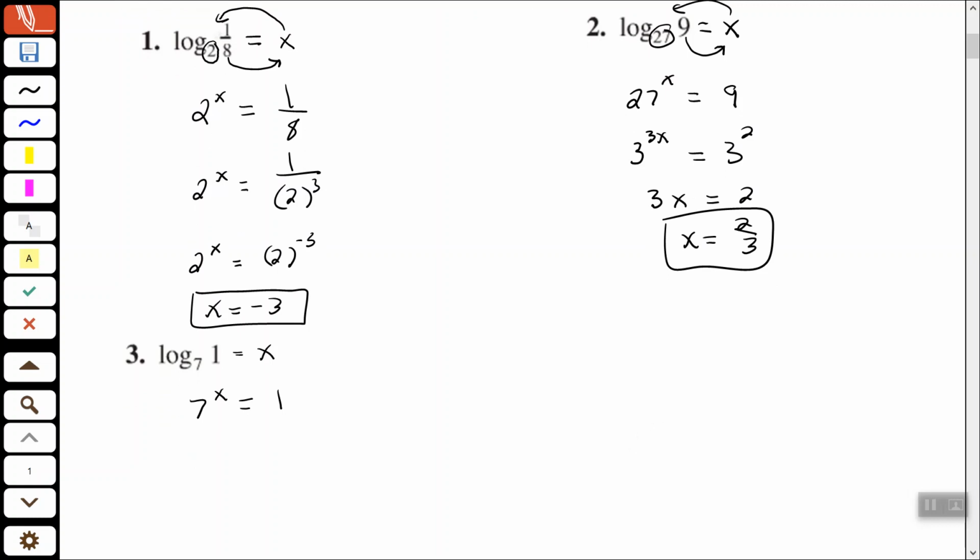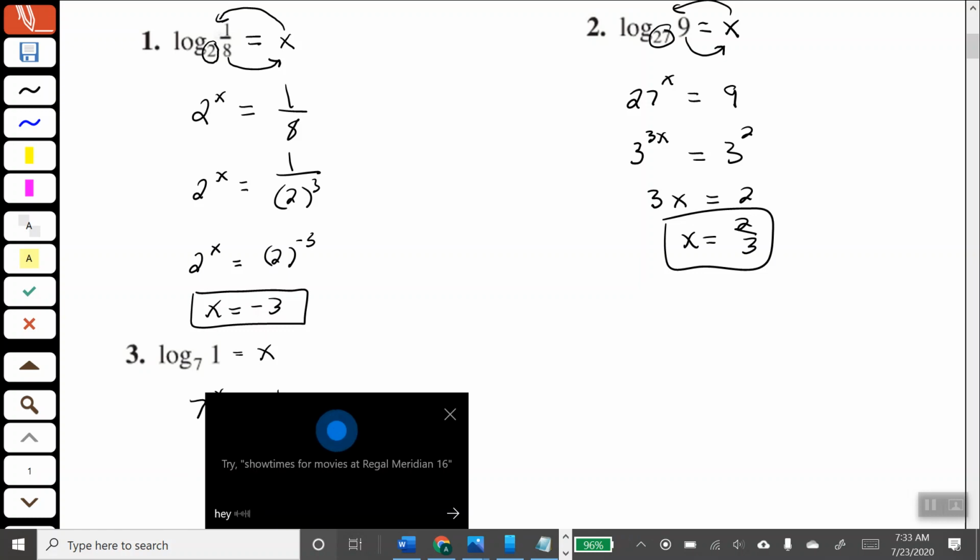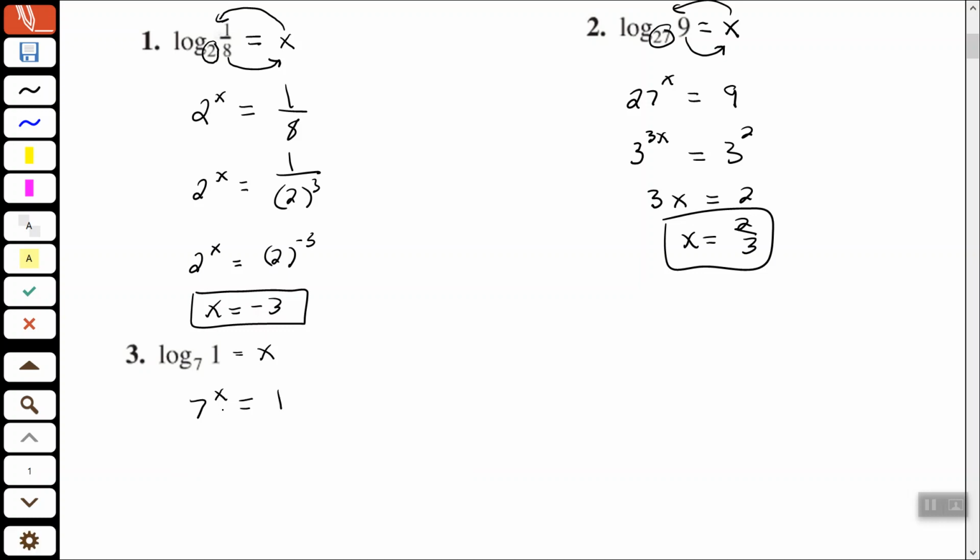Could I write that with the same base? Sure, I could. I don't have to, but I could, because I know anything to the power of 0 equals 1. So I could write that 1 as 7 to the power of 0. It has the same base. And 7 to the power of 0 equals 1, because anything raised to the power of 0 equals 1. So x equals 0.